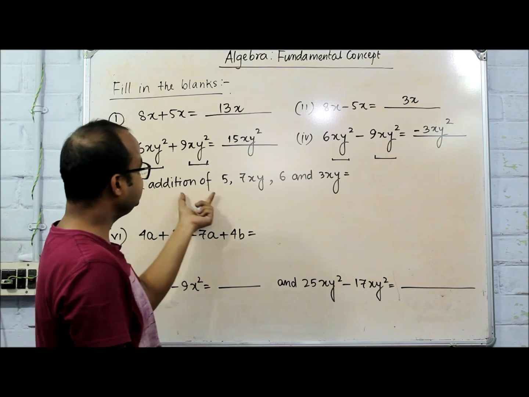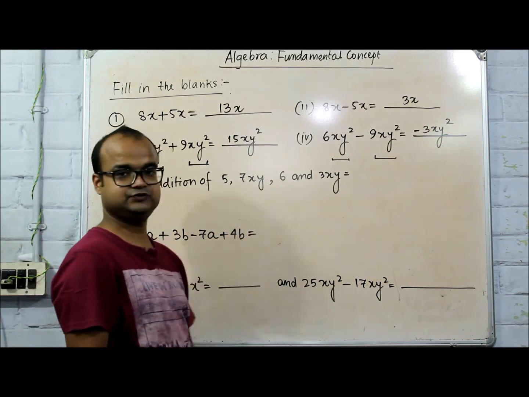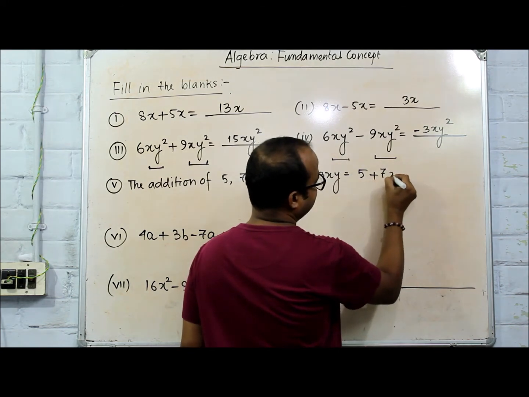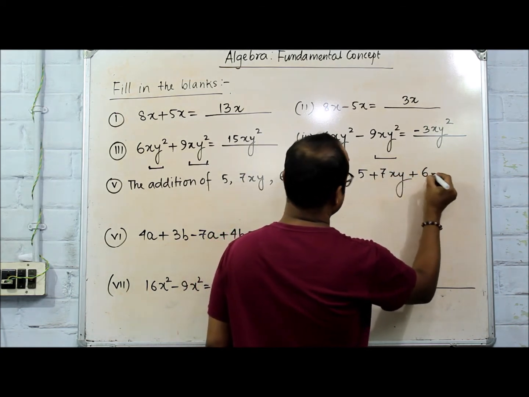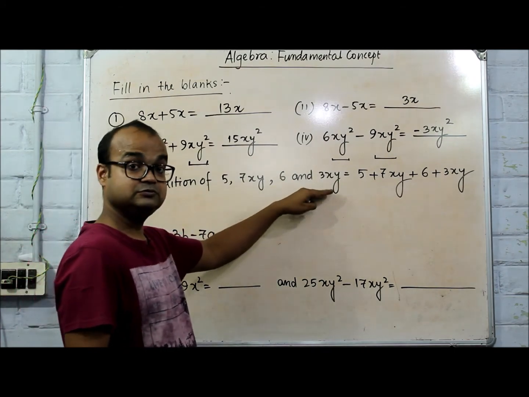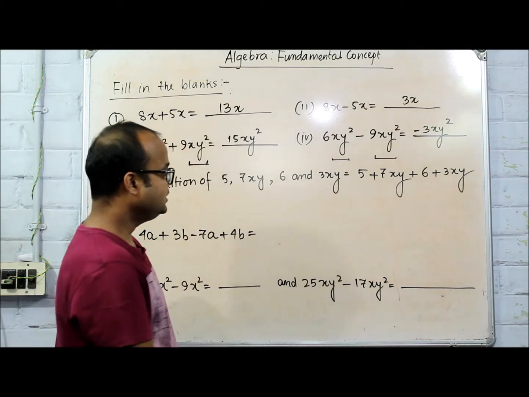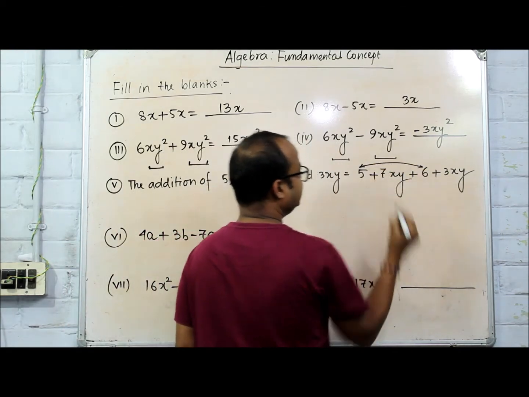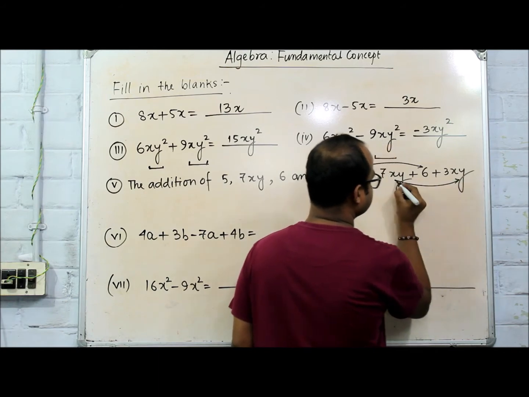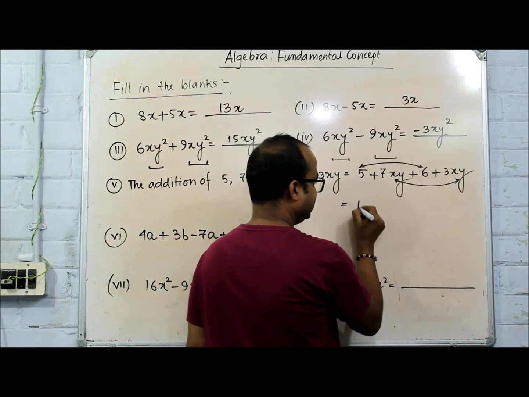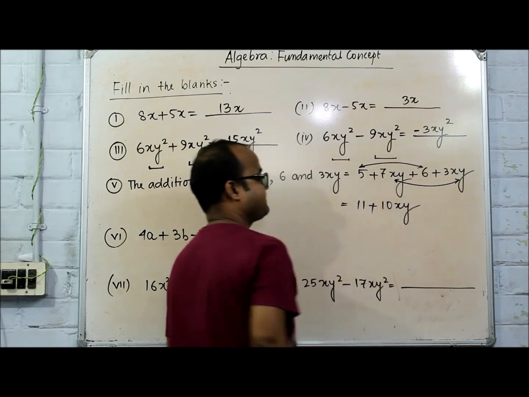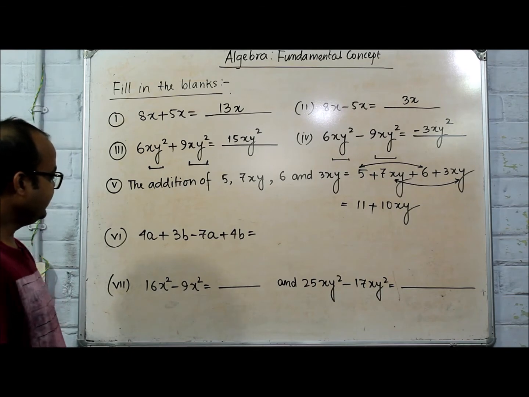The addition of 5, 7xy, 6 and 3xy. So we write it in a mathematical form, like 5 plus 7xy plus 6 plus 3xy. The statement is given, so better we write it in a mathematical form. 6 plus 5, constant, like terms, and xy and xy, like terms. So 5 plus 6, 11, plus 7xy plus 3xy, 10xy. Moving into the next problem.